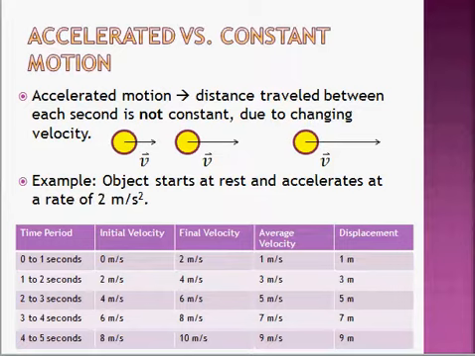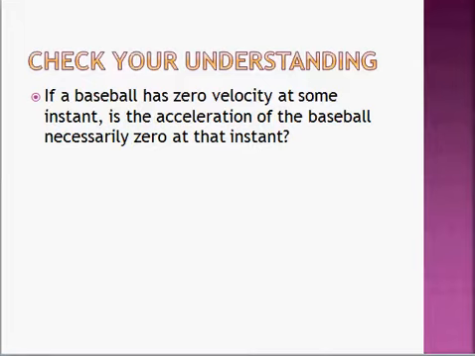So, with all that said, let's take a look at some think-of questions in terms of checking your understanding. So, here's the first one. If a baseball has a 0 velocity at some instant, is the acceleration necessarily 0? Well, no, it isn't. We just know at that point in time it's 0.